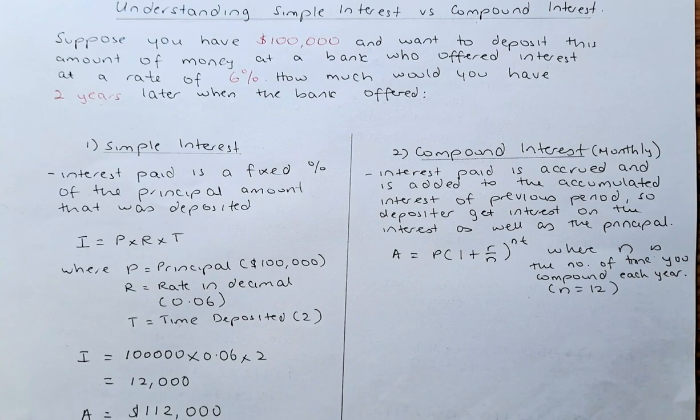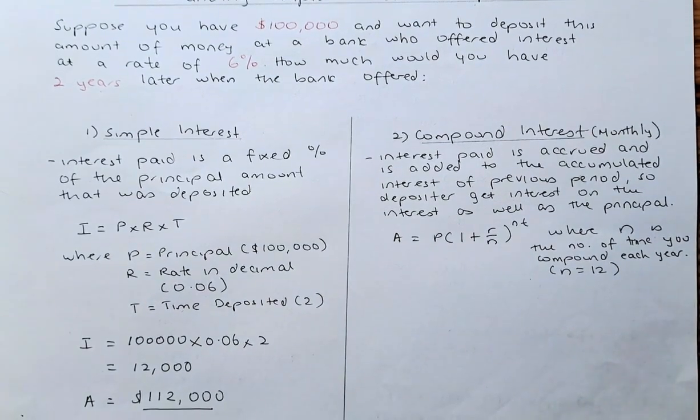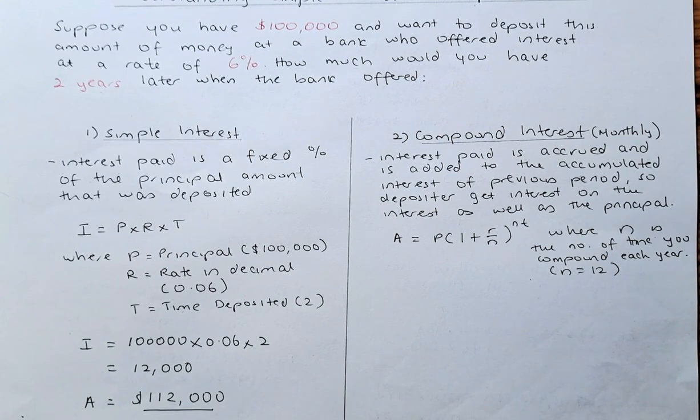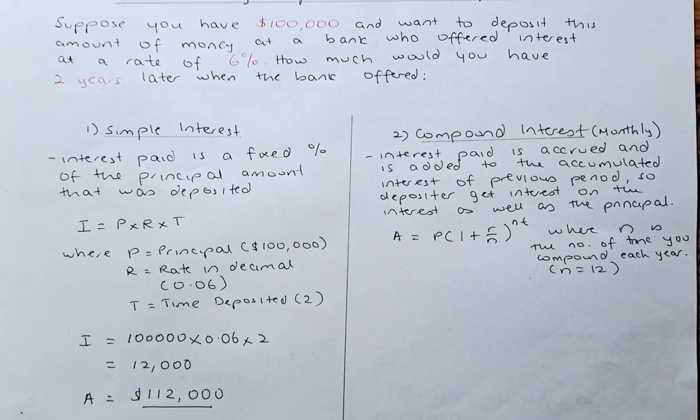So the principal was 100,000, so P equals 100,000. To calculate the interest, you just take 100,000 multiplied by 0.06 multiplied by 2, and you get 12,000. So the amount you get after 2 years will be 100,000 plus 12,000, and the amount is going to be 112,000. Got it? Great.